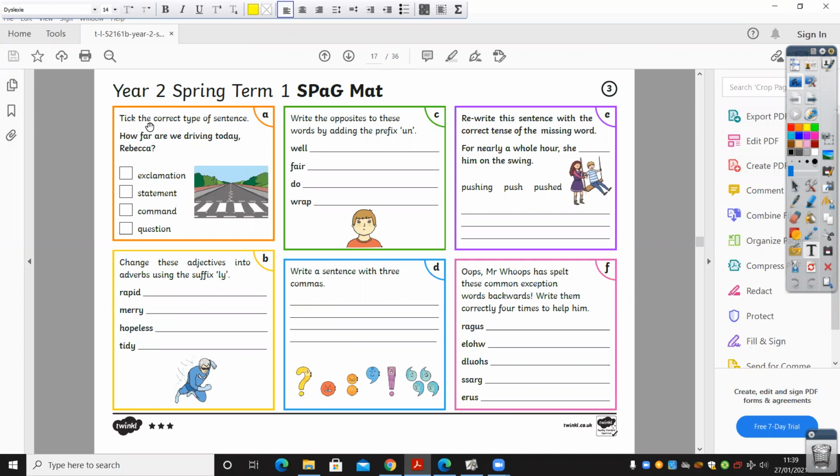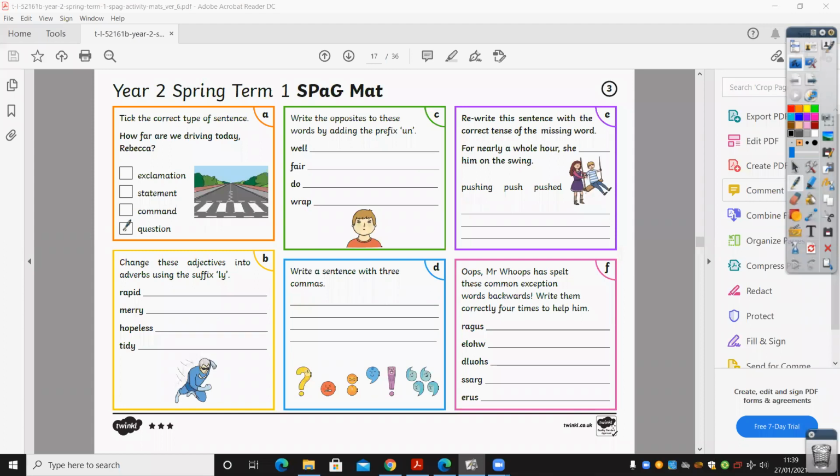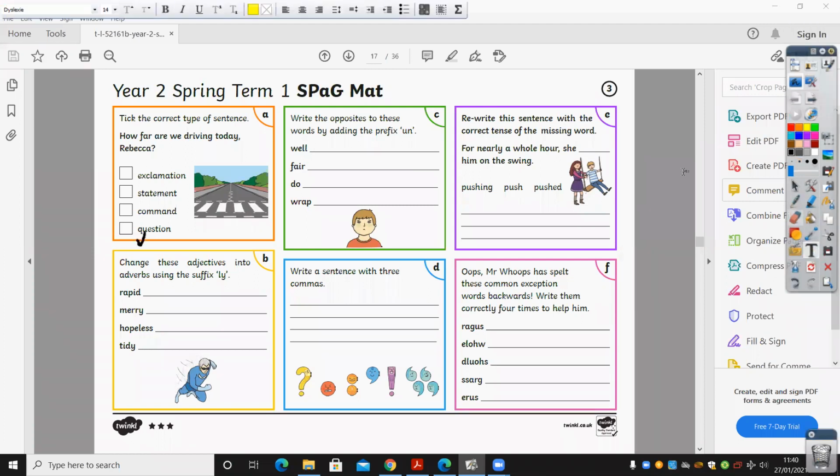Question A. Tick the correct type of sentence. How far are we driving today, Rebecca? Now, this is very, very easy, children, because we can see that the sentence ends with what punctuation? That's right, it ends with a question mark, which means that the type of sentence this is, is a question. That means I have to tick the question box.